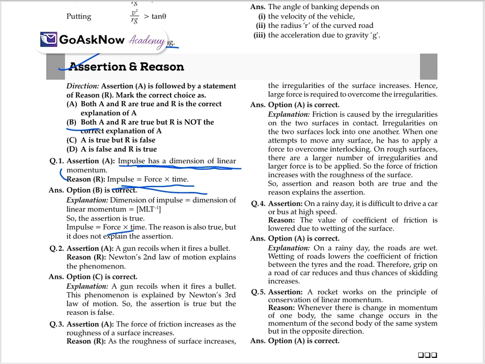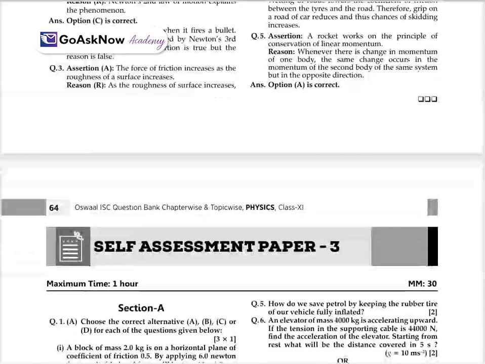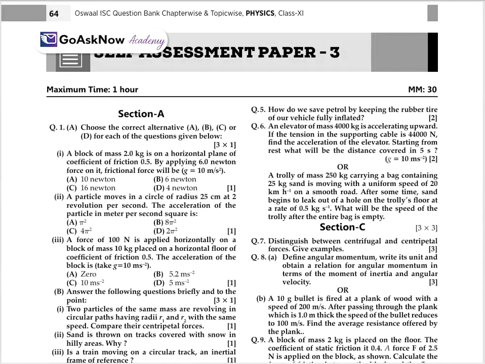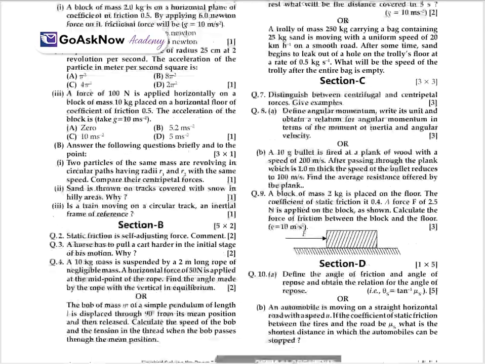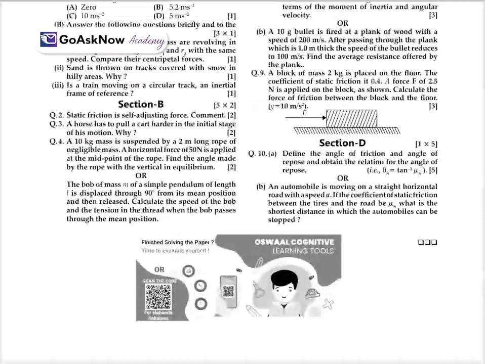Okay, so like this you can go through the other questions as well. This is the self-assessment paper where you will have to solve all the questions on the basis of the mathematical expressions and the laws we have studied. So this is all about chapter 3.